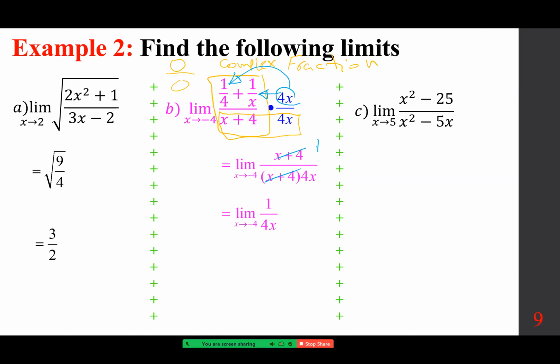It is important to know the limit sign will not go away until now that we are going to plug in. When we do that, the denominator becomes negative 16. So the final answer is negative 1 over 16.